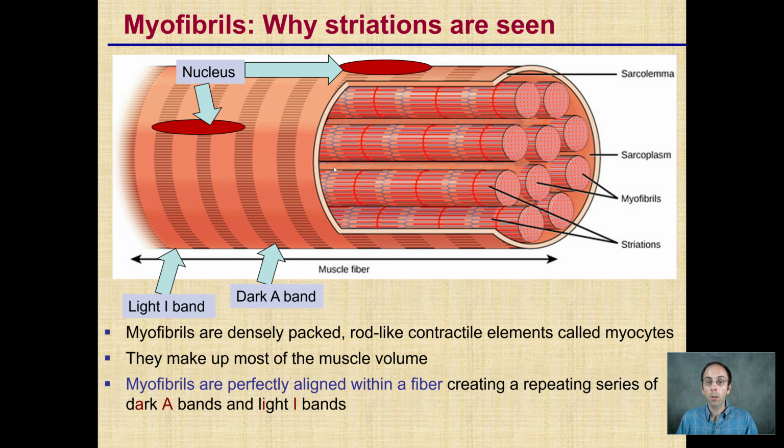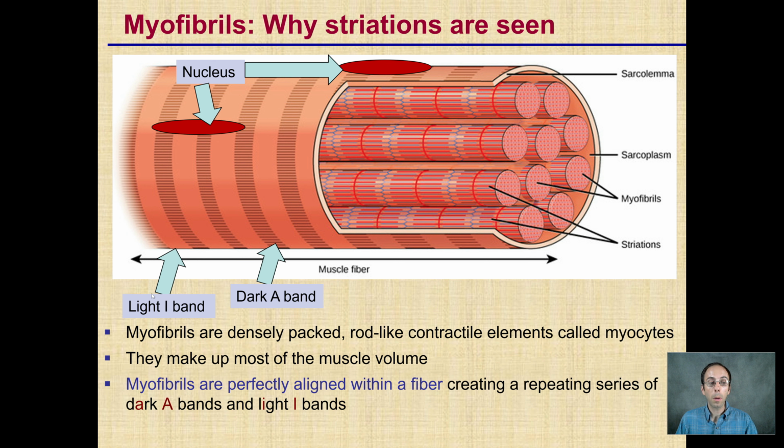If we look at this image of the muscle, you notice we have myofibrils. They're densely packed rod-like contractile elements called myocytes. Here we see these fibers, like a bundle of fibers all together. They make up the vast majority of the muscle volume. You also notice within these myofibrils, they're perfectly aligned within the fiber. They're all nicely organized, and they create repeating series of dark A bands and light I bands.